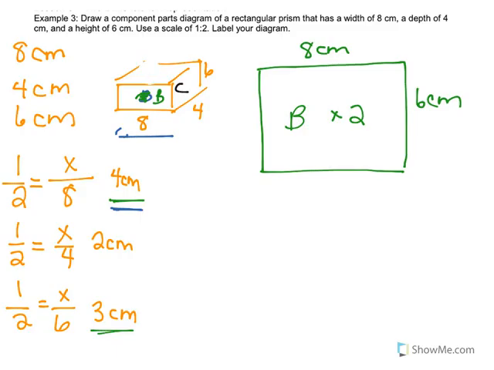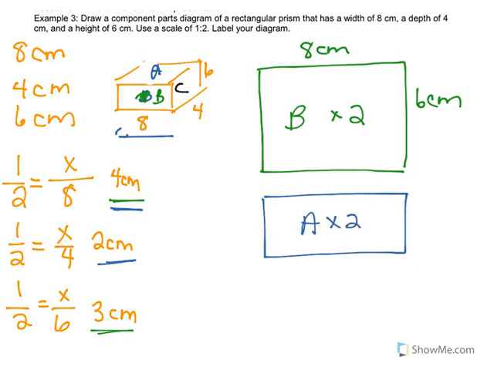A would be 4 by 2. So we would go 4 by 2. My bad, I'm sorry. So this is 8 centimeters by 4 centimeters. And then the last one would be 6 by 4. So that's our side C, which is 2 by 3.